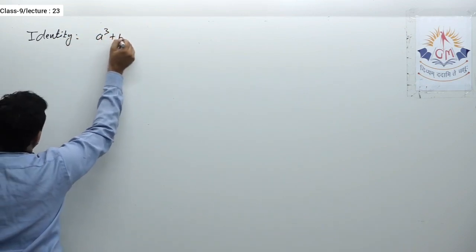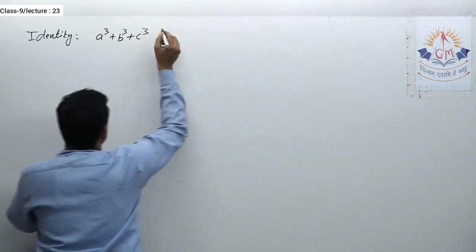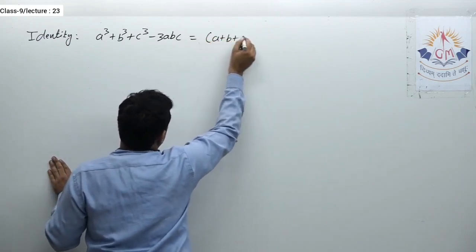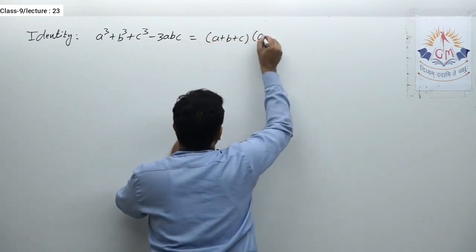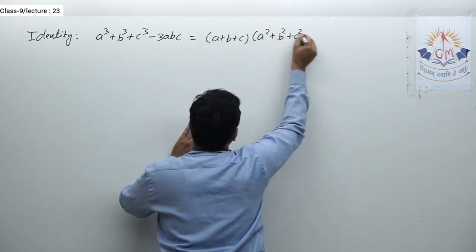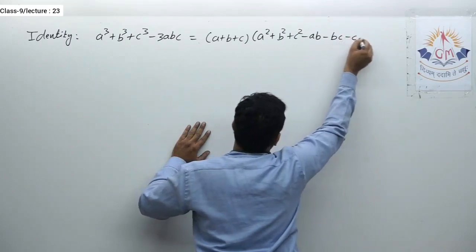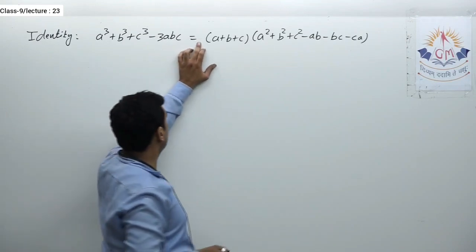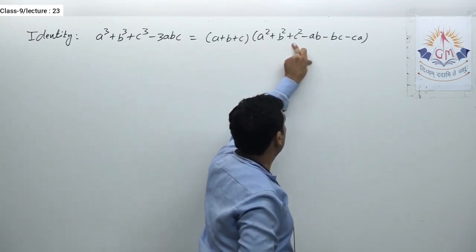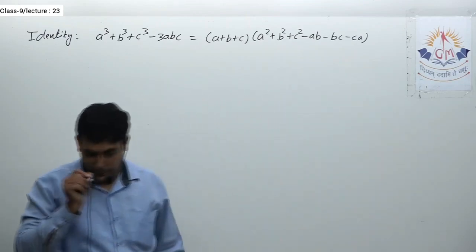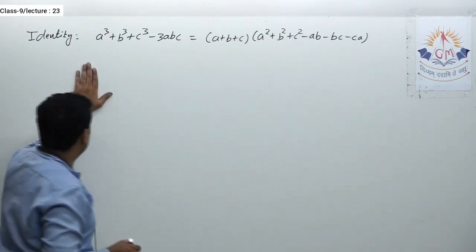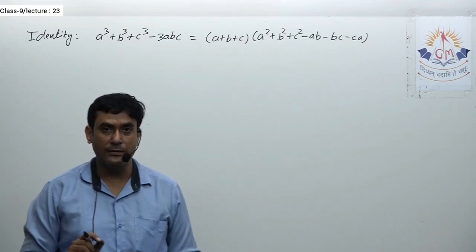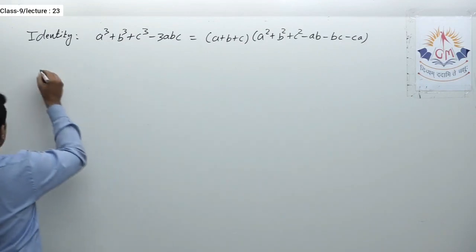a cube plus b cube plus c cube minus 3abc is equal to a plus b plus c, a square plus b square plus c square minus ab minus bc minus ca. Okay, a cube plus b cube plus c cube minus 3abc is equal to a plus b plus c, a square plus b square plus c square minus ab minus bc minus ca. Now based on this identity, there is a conditional identity. That means if we apply one condition, then what will be the result? So that we will call the conditional identity.